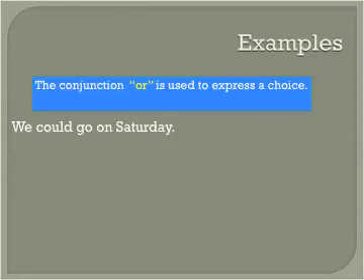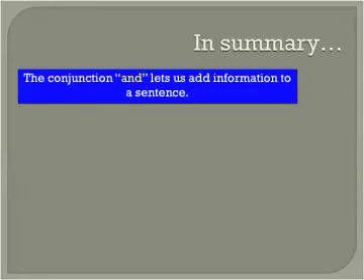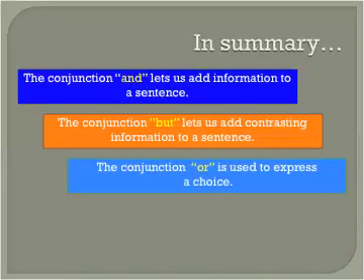Here's another example. We could go on Saturday. We could go on Sunday. So using or, we can set up the choice in the sentence. We could go on Saturday or Sunday. So just to review, the conjunction and lets us add information to a sentence that rounds it out better. The conjunction but allows us to set up a contrast between two differing things. And the conjunction or is used to express a choice within a sentence.